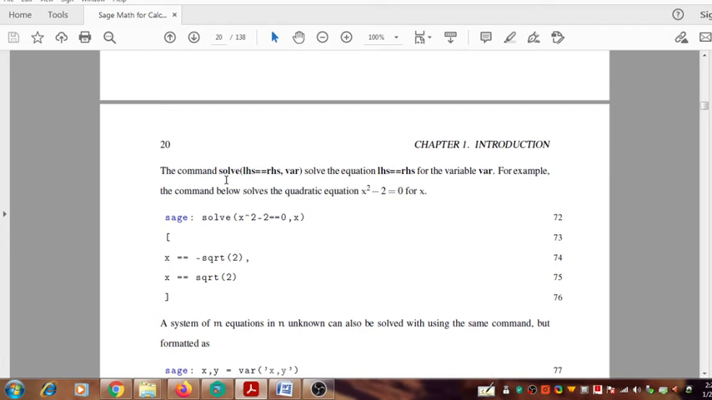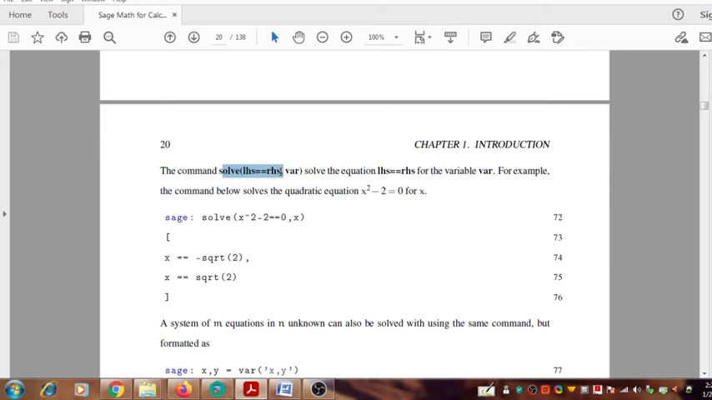Now here is given a more general form of syntax of the command solve. You can see here a more general syntax of the command solve, and that is solve, then in bracket LHS, meaning the left hand side expression. See the expression, solve in bracket the expression and then comma variable, and that is the syntax.